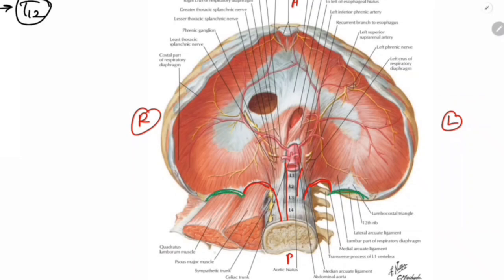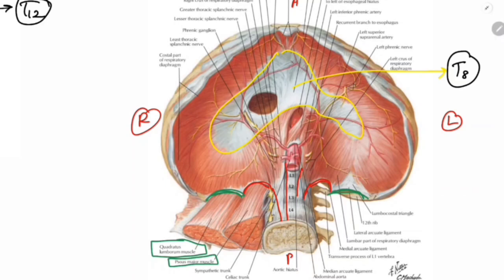Medial arcuate ligament பின்னாடி இருக்க மசில் என்ன? It is psoas major muscle. Lateral arcuate ligament பின்னாடி இருக்க மசில் பேரு it is quadratus lumborum muscle. Notice this central white part. This is called as the central tendon of diaphragm. The central tendon, நம்ம already பார்த்த மாதிரி, it is at the level of T8 vertebra.